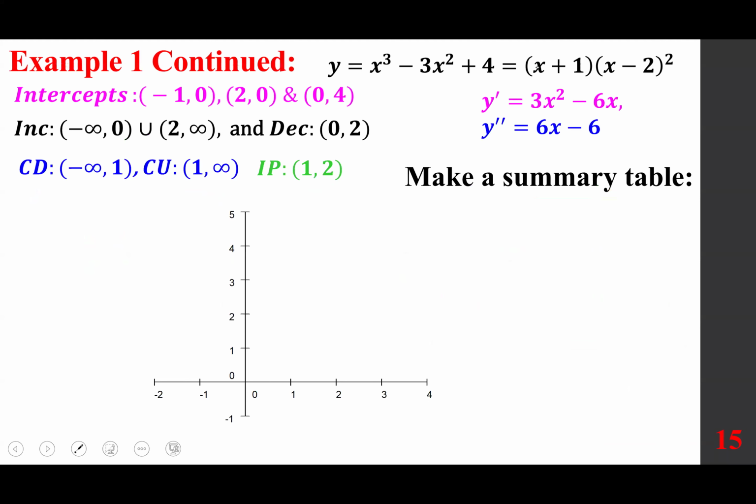All right, we want to graph this. So I'm going to put all the information we have. There's nothing brand new here. Here's the function. Here's the factored form. Here's y prime. Here's y double prime. Everything was found in previous pages. Here are the intercepts. Here's where it's increasing, where it's decreasing. Here's concave down. Here's the IP. Here's concave up.